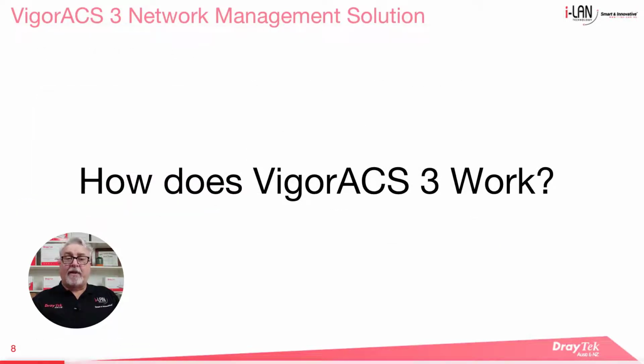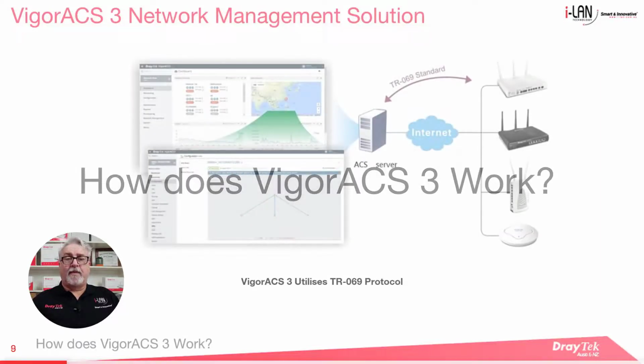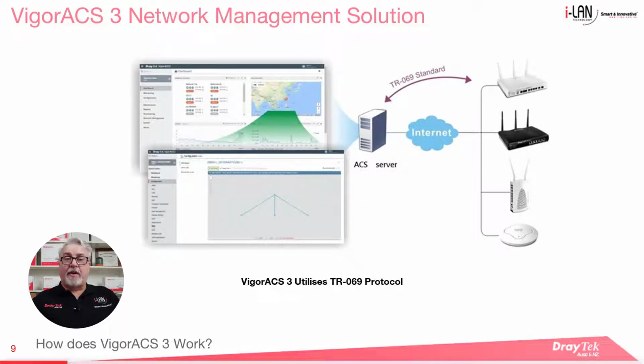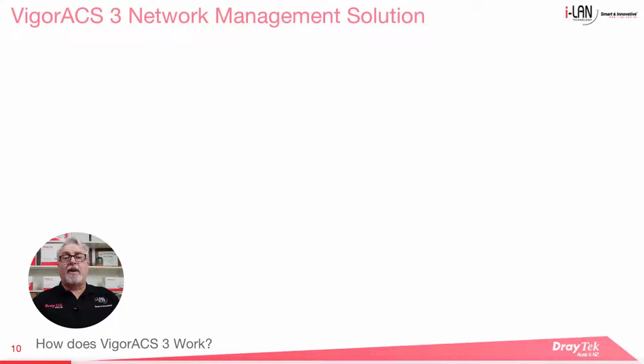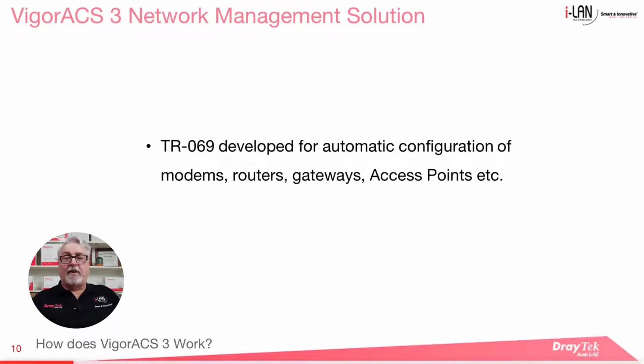Okay, let's briefly look at how VigorACS 3 works. It often helps to understand the communication mechanism when troubleshooting an installation. VigorACS 3 utilises the TR069 standard for communication between the ACS server and the CPE devices. You can have any number of DrayTek devices on the internet that can be managed by the ACS server. What's TR069? TR069 is an application layer protocol for remote management of end-user devices. It was developed for automatic configuration of modems, routers, gateways, access points, etc. by using an auto-configuration server.